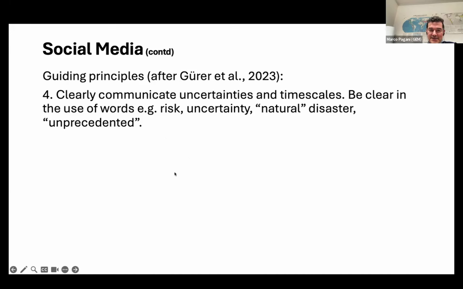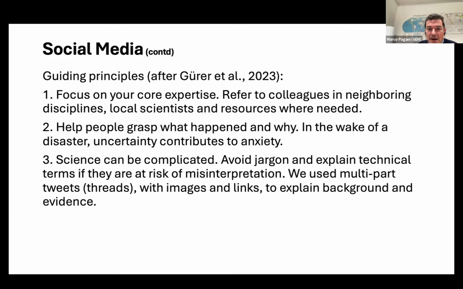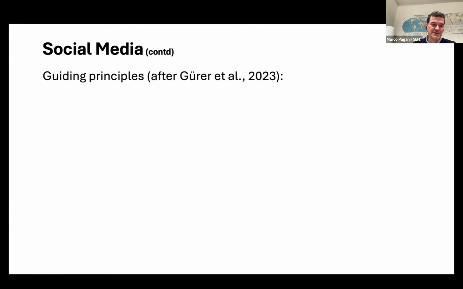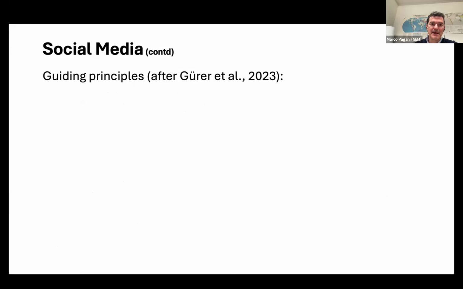In some cases, they are saying, for example, that you shouldn't use uncertainty, because uncertainty contributes to anxiety. But at the same time, they are recommending to communicate uncertainty. Of course, they are not entirely in contradiction, but this is a component that must be considered carefully. I'm scrolling through them quickly and trying to move now to the final part of my presentation.